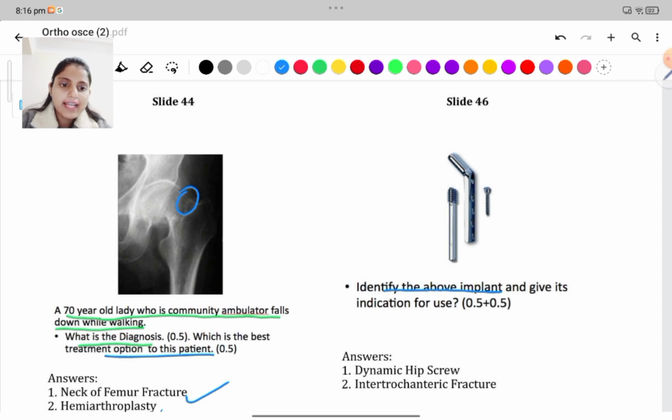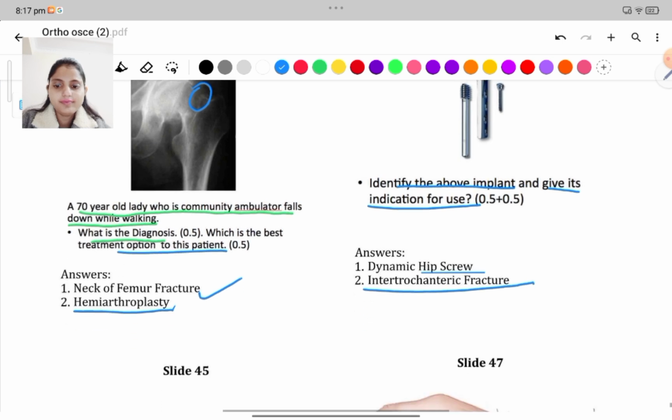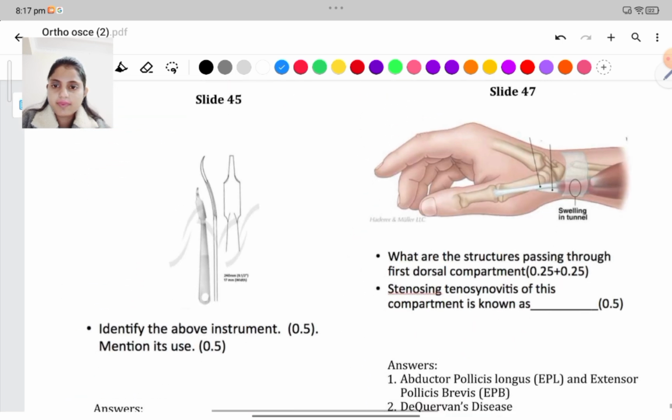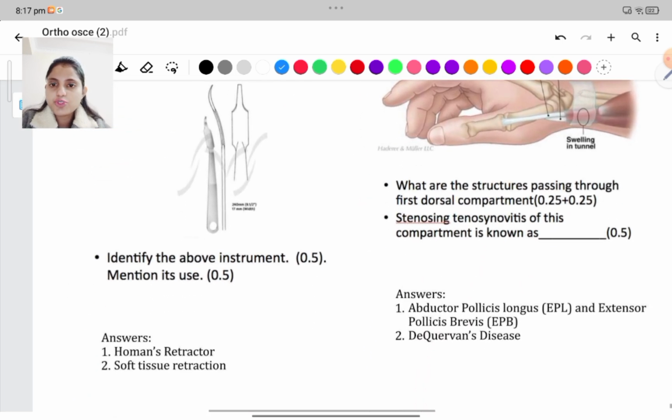Identify the above implant and give its indication for use. This is the dynamic hip screw, and it is used in the intertrochanteric fracture. Identify the above instrument and mention its use. This is the Hohmann retractor. It is used for soft tissue retraction.